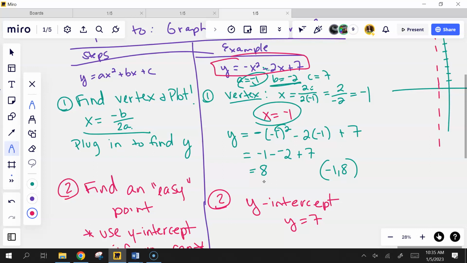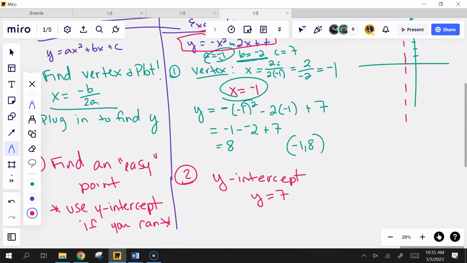Now, if you can't use that, I would advise you just to go one away from the vertex. So if the vertex is x equals 4, maybe you go to x equals 3 or x equals 5 and plug it in to find that point. We'll do one like that in just a second. All right. Y-intercept is 7. Plot it.